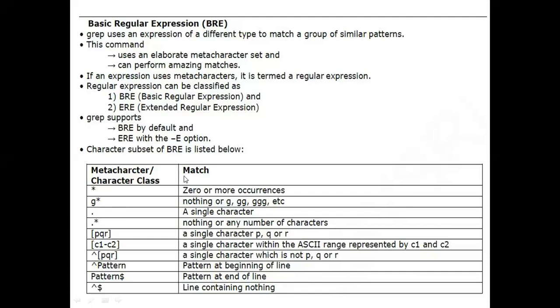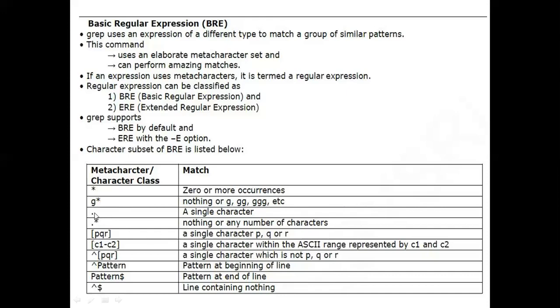Next one is G star. This star indicates, for the previous character, 0 or more occurrences. So for this previous character it will take 0 or more occurrences. That is 0 occurrences of G, 1 occurrence or any number of occurrences of G. That's why it is given nothing, that means 0 occurrences of G, or single G, double G, triple G, etc. That can be any number of G's.